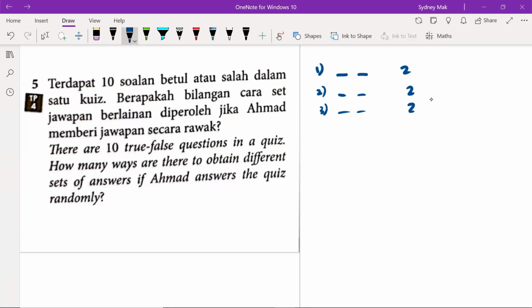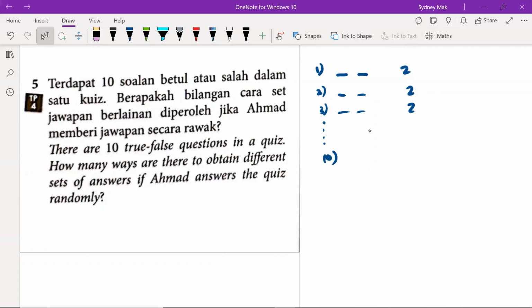So we are not looking for the number of ways to get the correct answer. We are finding the number of ways to get different set of answer if we answer randomly. That means we don't care true or false. So for question number 1, 2 choices, followed by second question, 2 choices, followed by third question, 2 choices. And this happened until we finish all 10 questions.